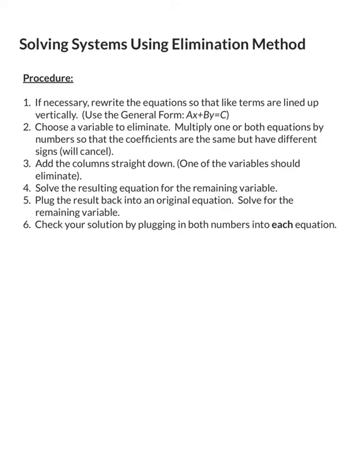Our third step is we want to add the columns straight down, and one of the variables should eliminate. This is where we get the name of the method. From here, we want to solve the resulting equation for the remaining variable, plug the result back into an original equation, and solve for the remaining variable. And then finally check your solution by plugging in both numbers into each equation. Steps 4 through 6 are the same as what we did when we talked about the substitution method.